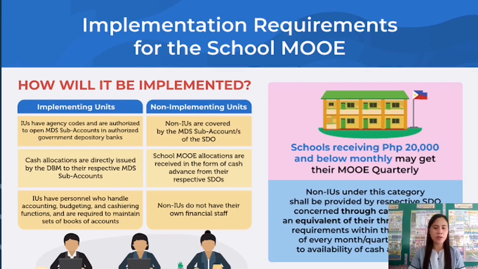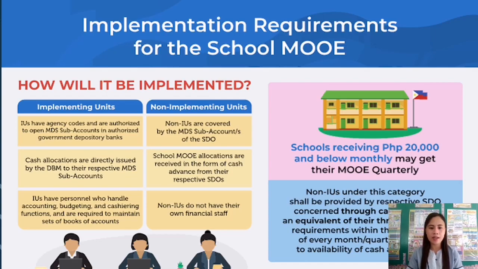The IUs, or implementing units, have personnel who handle accounting, budgeting, and cashiering functions and are required to maintain the sets of books of accounts. The non-implementing units are covered by the MDS sub-accounts of the SDO. The school MOE allocations are received in the form of cash advances from their respective SDOs. The non-IUs do not have their own financial staff. So the schools receiving 20,000 and below monthly may get their MOE quarterly.